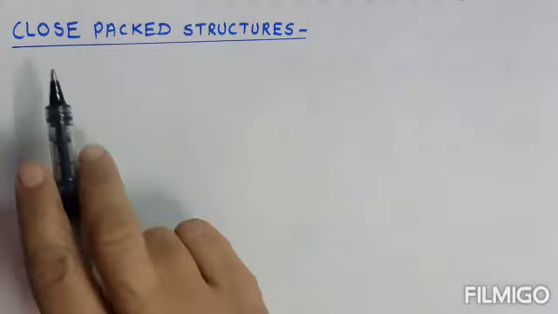Hello students. Till now we have seen that solids contain a crystal lattice, and this crystal lattice is made up of unit cells. We have seen various types of unit cells, their rank per atom, that is the atoms per unit cell, etc. Now today we are going to study close packed structures.